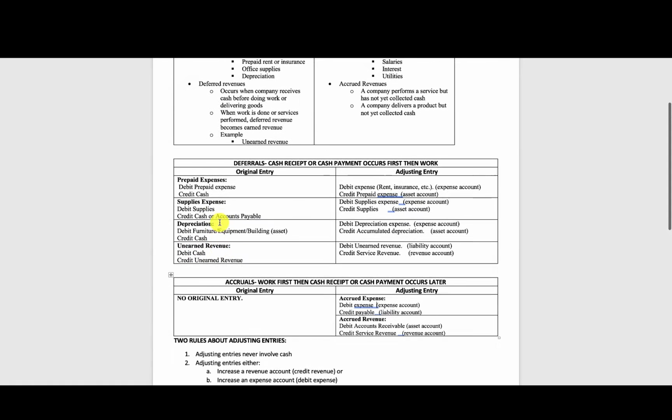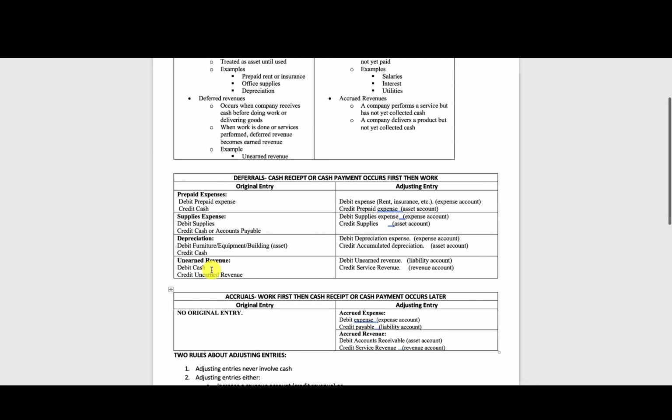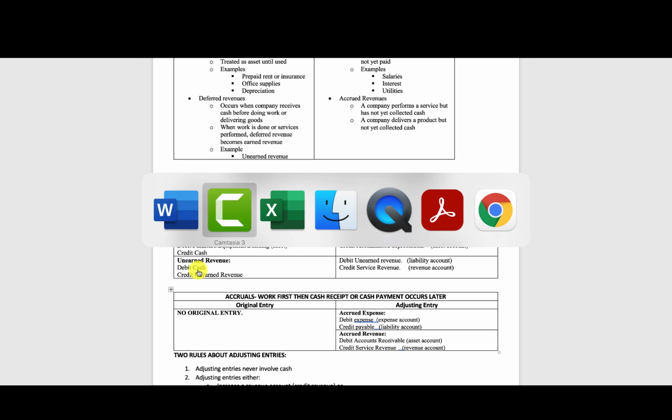In this video, we'll continue with adjusting entries and we'll do the last type of adjusting entry, which is unearned revenue. This is a deferred revenue as opposed to a deferred expense, right? Because here we're not paying for something ahead of time and then getting that service later. We're actually getting paid first and we're going to provide services later.